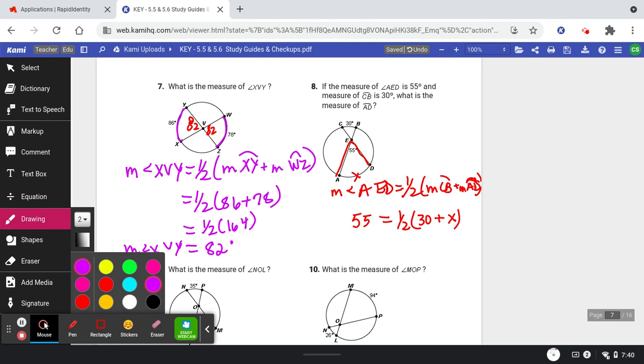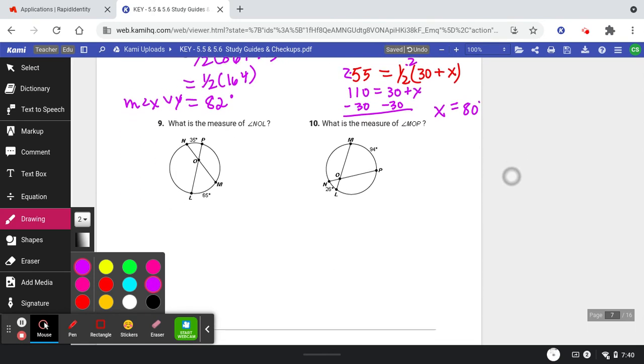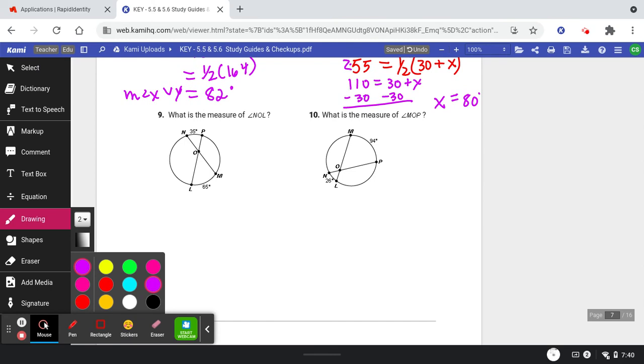So we're going to start by multiplying by 2. So we get 110. And then we minus the 30. So this time x is equal to 80 degrees. How'd you do? Finally, same thing. Let's go try it again.